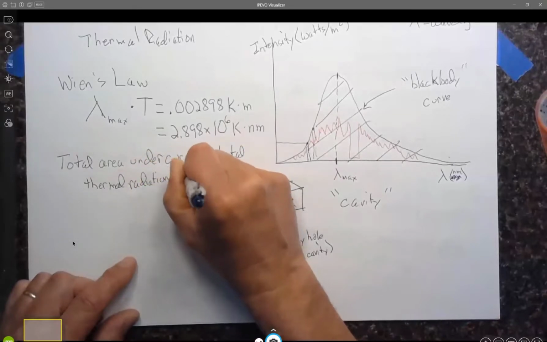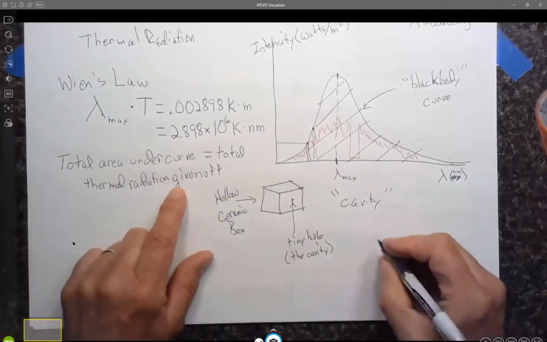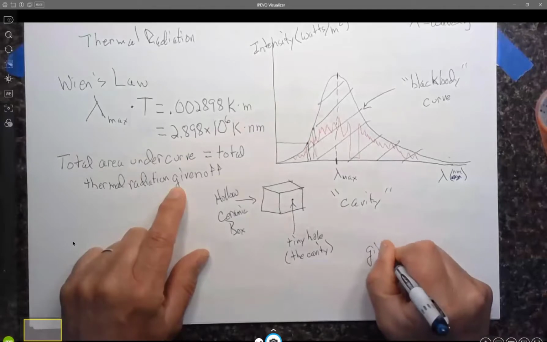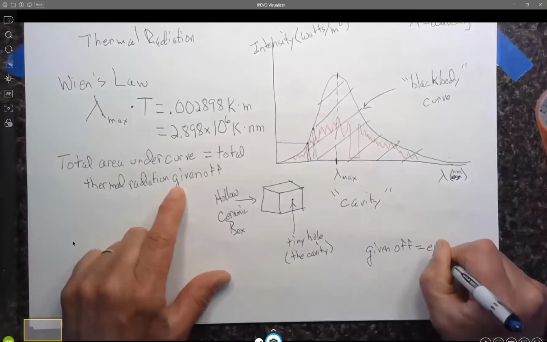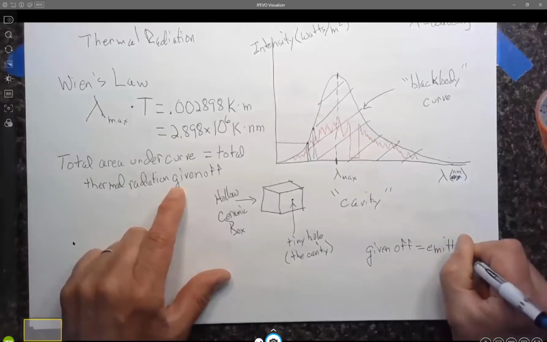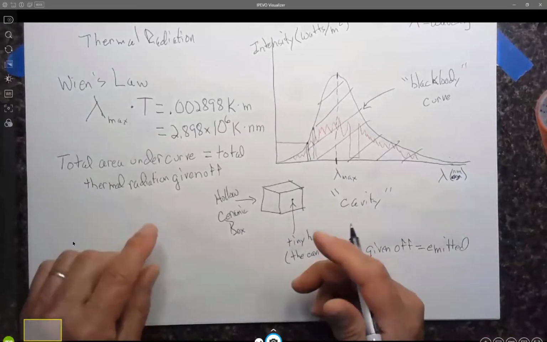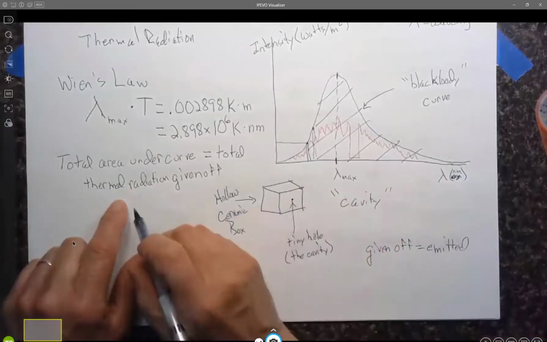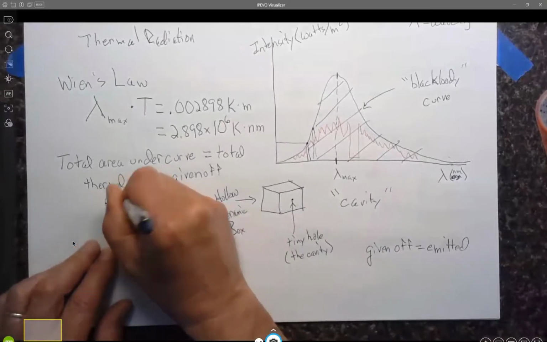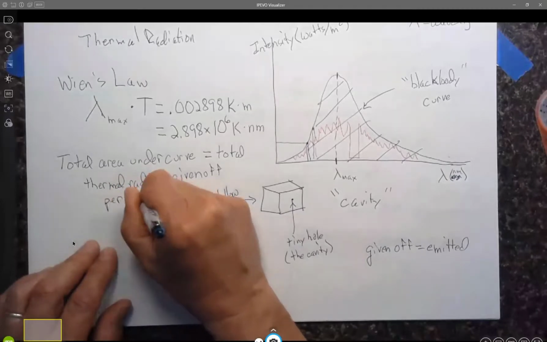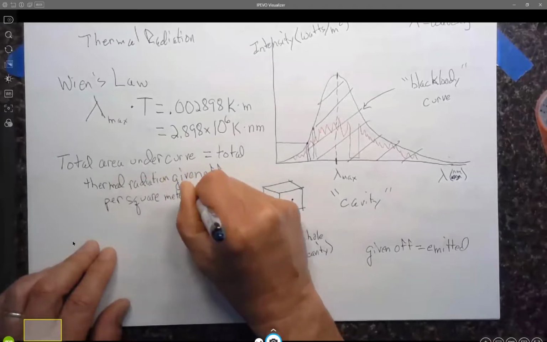Given off. By the way, given off, you'll often hear me say emitted, and that's what it means. That's what emitted means, is given off. So if you were wondering, and I may have used it already, I don't remember. Anyway, it's the total radiation given off per square meter of surface.